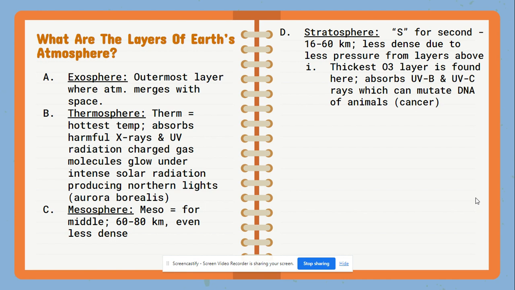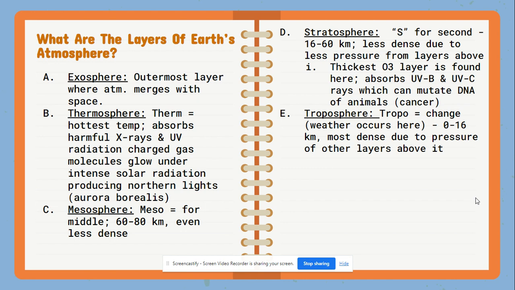However, it is the area where we see the majority of the ozone, or O3. So the stratosphere is actually where we see the ozone layer. So here in the stratosphere, its main job is to absorb harmful UVB and UVC rays, which can wind up mutating the DNA of organisms found on Earth.